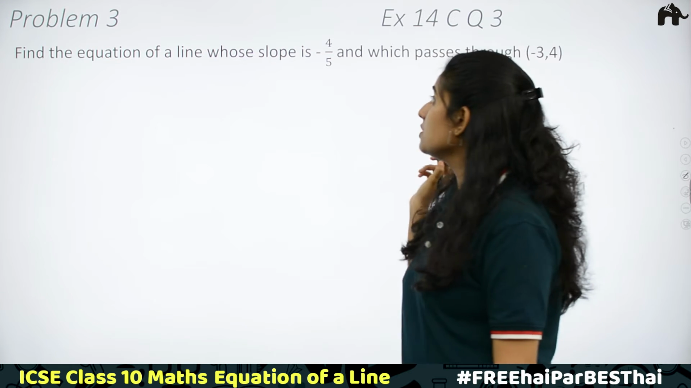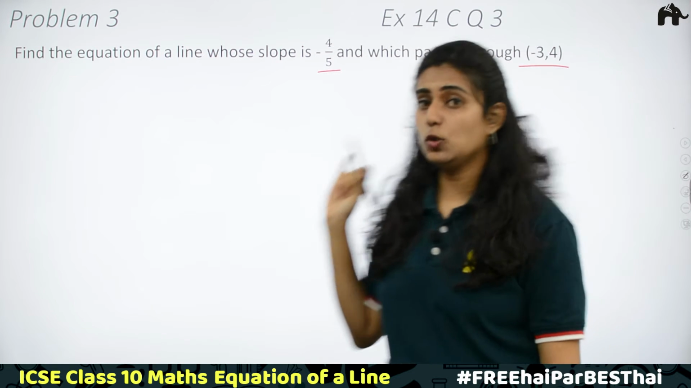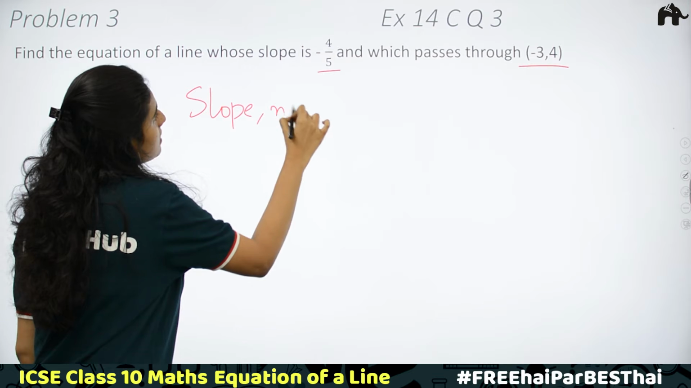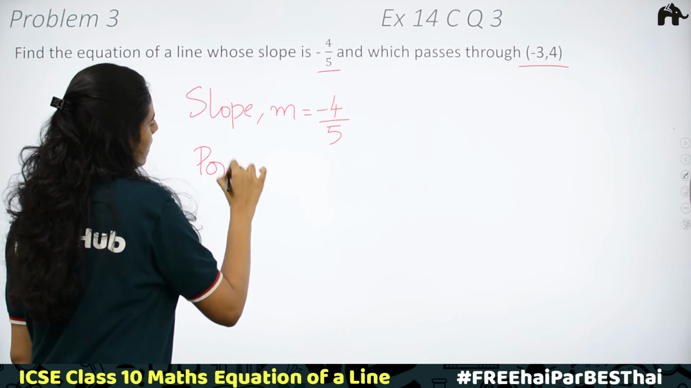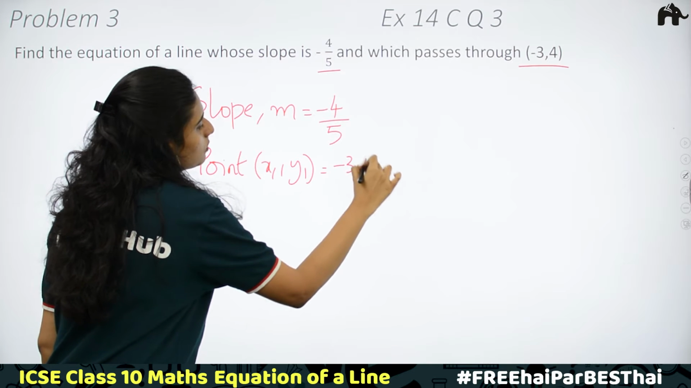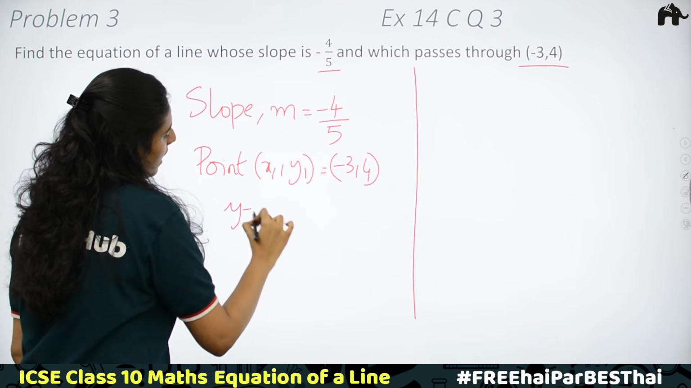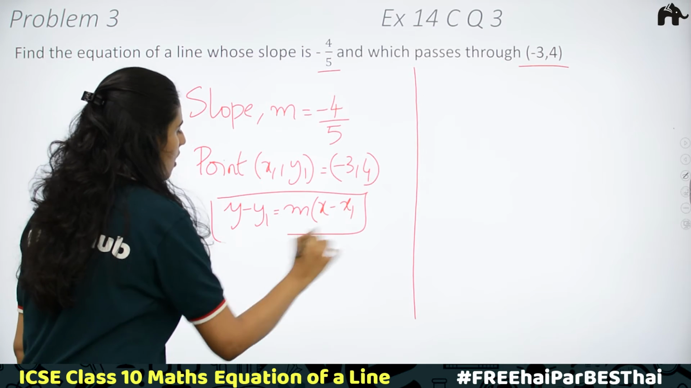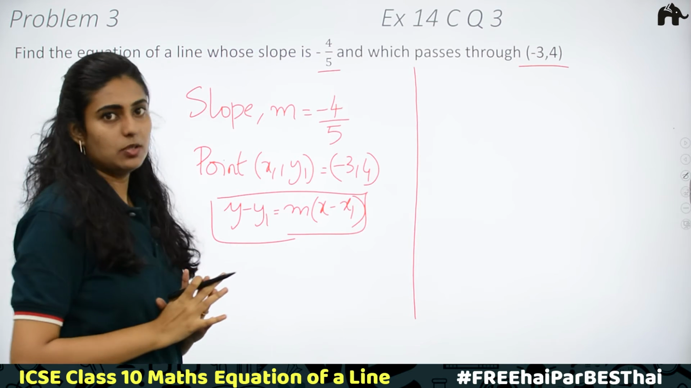Find the equation of a line whose slope is minus 4 by 5 and which passes through minus 3, 4. Here slope is given and a point is given. What is the slope? Slope m is equal to minus 4 by 5. And a point is given. Point x1, y1 is equal to minus 3, 4. Very easy question, right? We have the point-slope form, that is y minus y1 is equal to m into x minus x1.